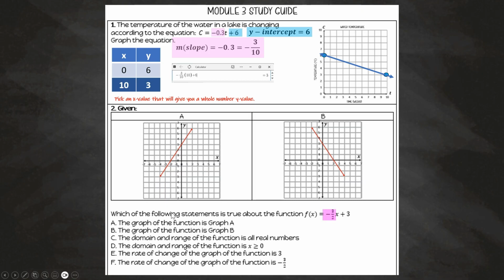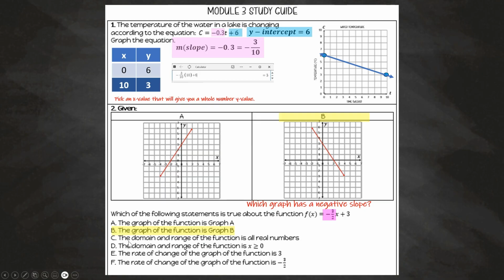Question number 2, which of the following statements is true about the function f of x is equal to negative 3/2 x plus 3? This negative 3/2 is our slope. So we are looking for a negative slope. Well, if I have to match that to graph A or graph B, which graph has a negative slope? Graph B does. So we can select that one first.